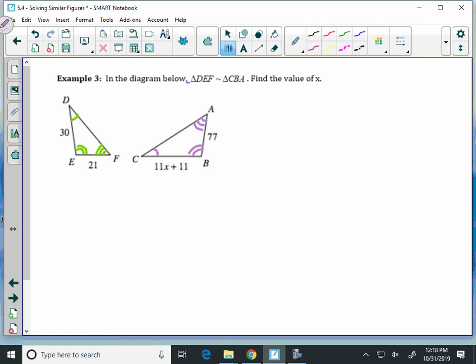Is X part of a missing side or a missing angle? Alright, so we're going to set up a what? Proportion.